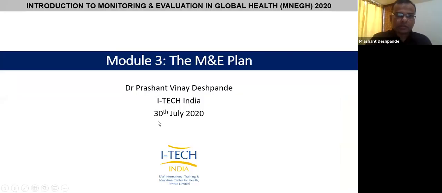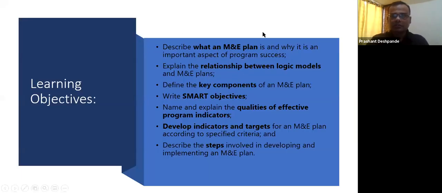So in this module 3, it is talking about the M&E plan. Last time we spoke about the logic model, and now in the current module, we'll be seeing the monitoring and evaluation plan. The objectives of this session are to describe what an M&E plan is, what the components of an M&E plan are, and what the relationship is between the logic model and the M&E plan. It is very important because we saw the logic model, so how the M&E plan is developed from the logic model, we will see.